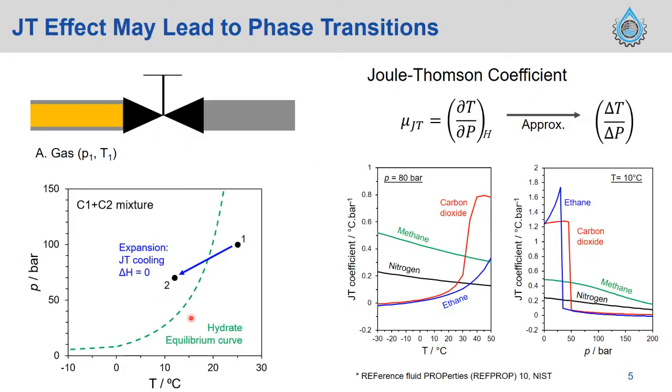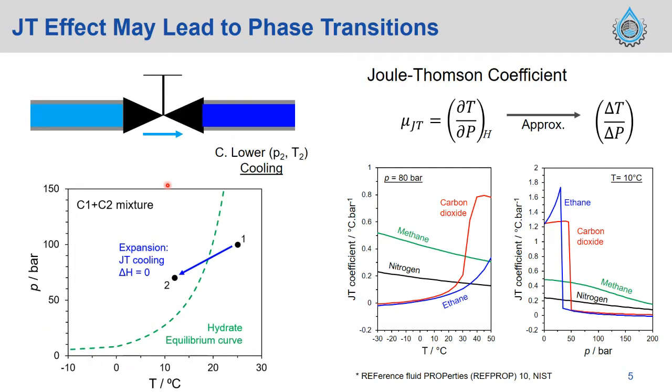The JT effect is an isenthalpic process, which is the temperature change over the pressure drop. In our case, we approximate the JT coefficient with delta T over pressure drop. Briefly, with a simple animation, we have the first stage of the gas, T1, and then the expansion. For example, for a methane and ethane mixture with the hydrate equilibrium curve, the gas starts from point 1, and after the isentropic process, it goes into the hydrate stability zone.